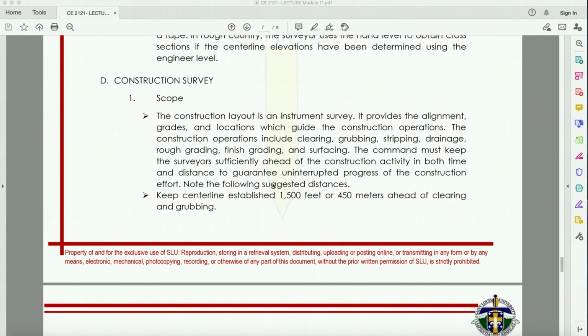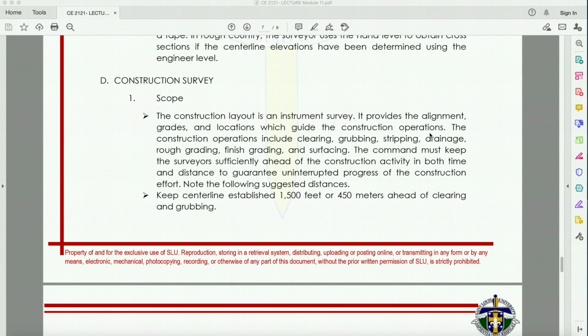Construction survey. So the construction layout is an instrument survey. So it provides the alignment, grades, and locations which guide the construction operations. So of course, when we do construct, hindi naman agad-agad napupunta ka na doon, magko-construct ka. Okay? So we have points that need to be followed. So, nandun yung mga points kung saan yung huhukayin, doon lalagay yung ganito, doon i-construct yung ganito. So, that is construction survey.